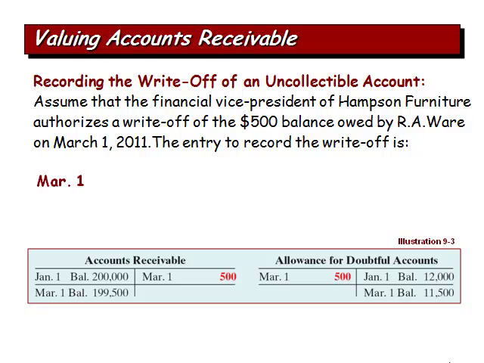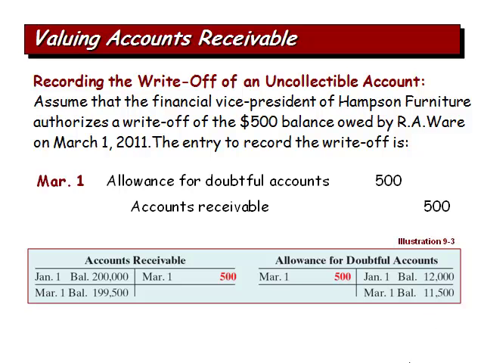So, recording a write-off of an uncollectible account. The financial vice president of Hampson Furniture authorizes a write-off of a $500 balance owed by R.A. Ware on March 1st, 2011. The entry to record the write-off is a debit to allowance for doubtful accounts of $500 and a credit to accounts receivable of $500.